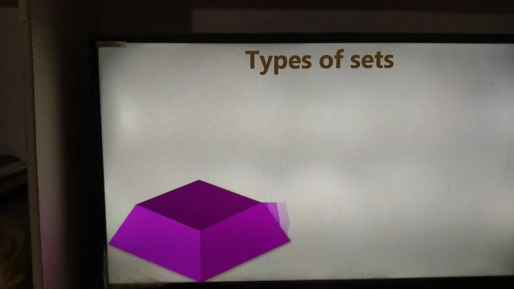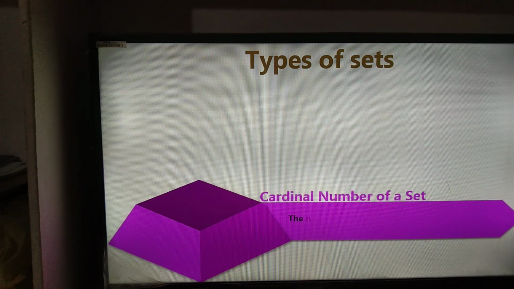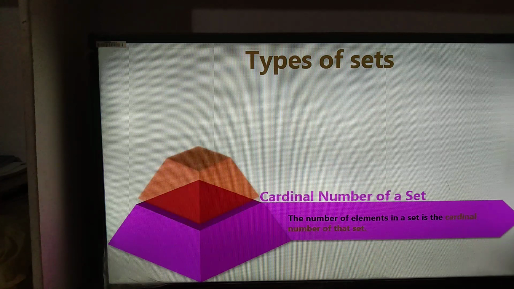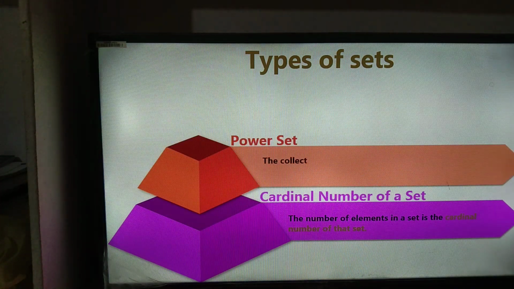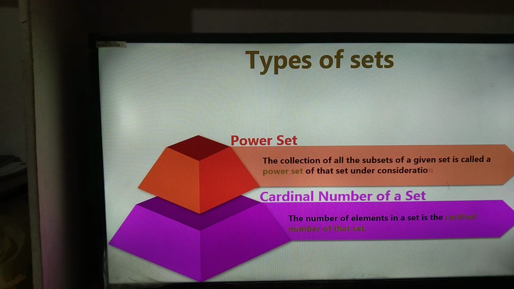Right? Now let us see what do you mean by the cardinal number of a set. The number of elements in a set is called the cardinality of that set. Now what do you mean by power set? The collection of all the subsets of a given set is called the power set of that set under consideration.